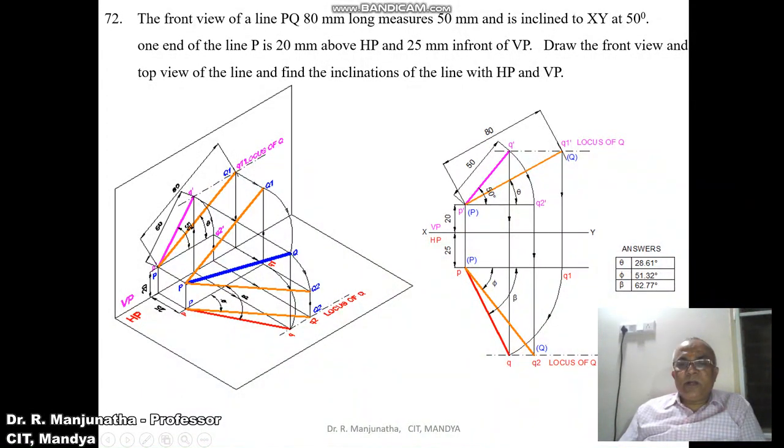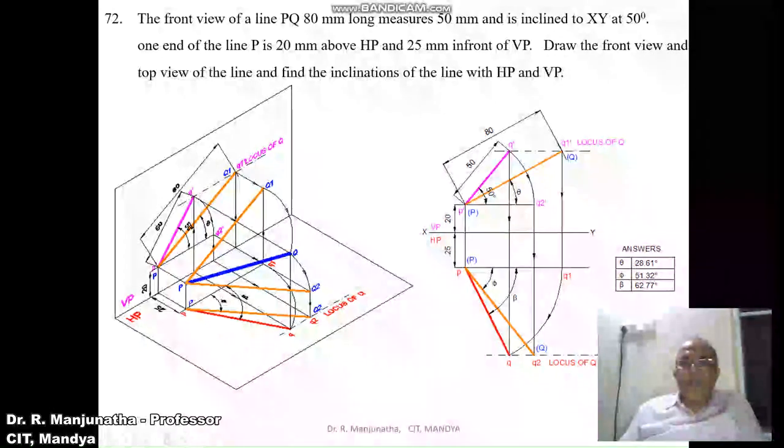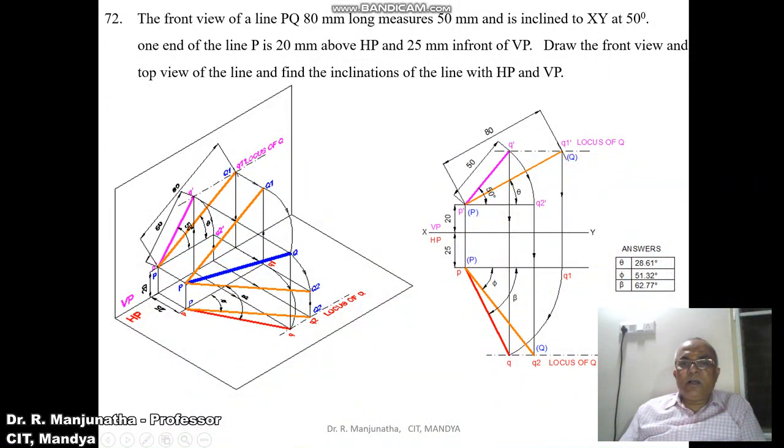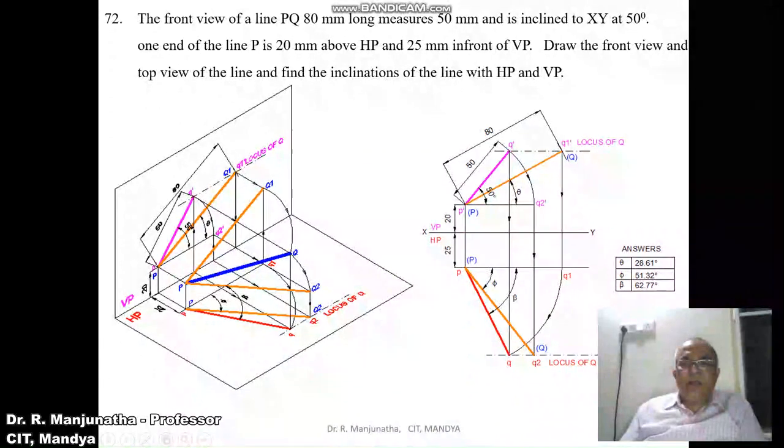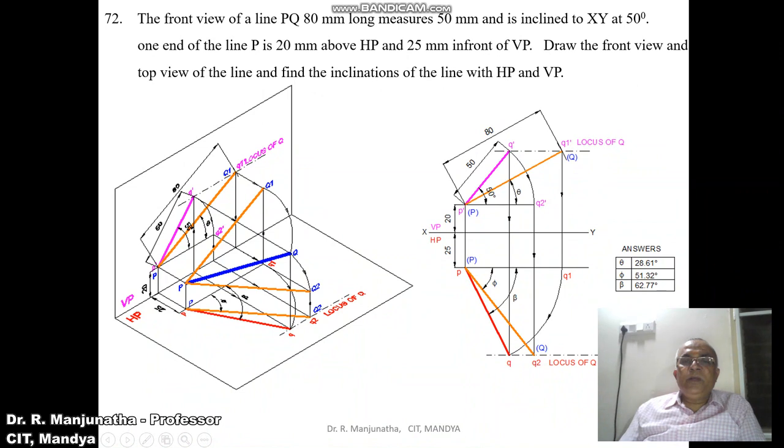Then to find the true length in the horizontal plane, with P dash as center, taking the radius of P dash Q dash, draw an arc and make it parallel to the XY line in the front view. Its corresponding top view will be in the true length. So you get PQ2, which will be capital P and capital Q. So this is how we can analyze the orthographic view also.